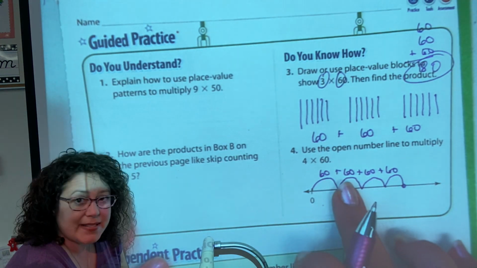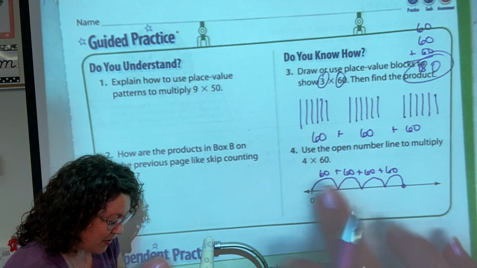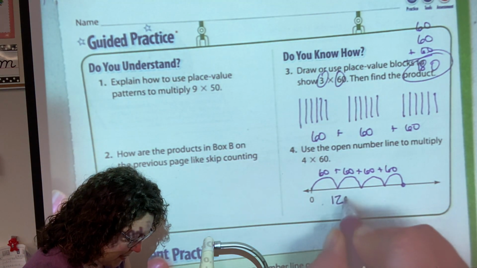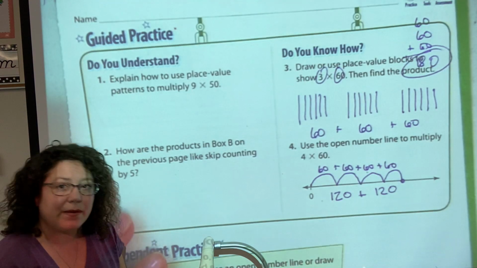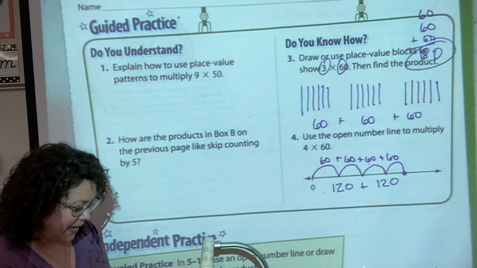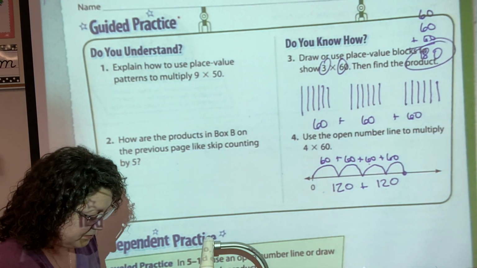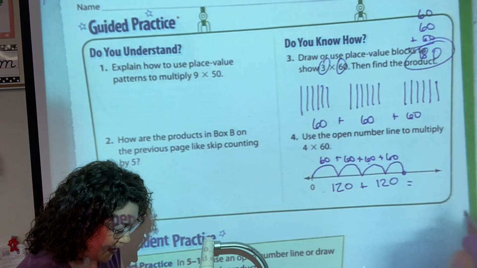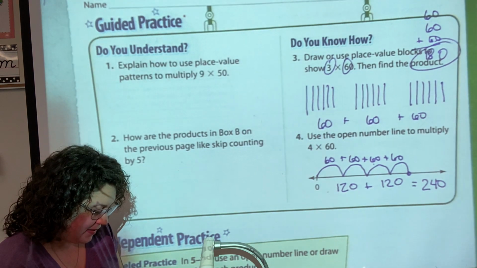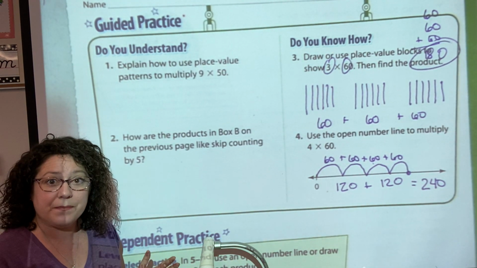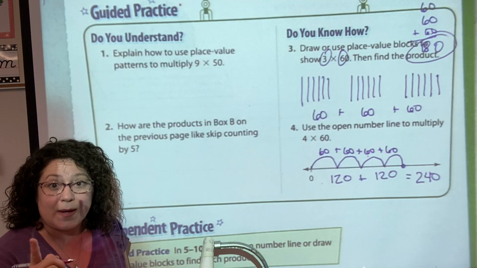And 60 plus 60, I know 6 plus 6 is 12, add my 0. 6 plus 6 is 12, add my 0. And then I just add those 2 up, and I get 240. Okay? So that's the number line way. Try my trick.